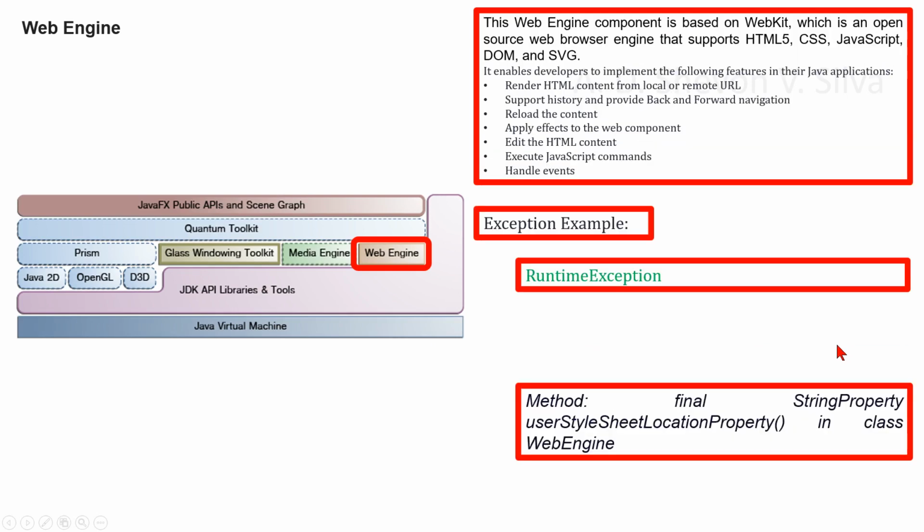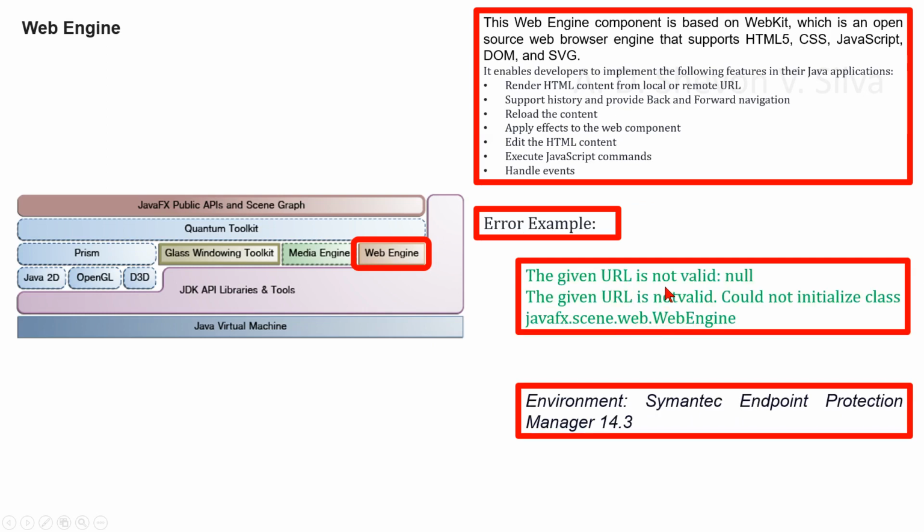As an example, we can consider a runtime exception, which can occur in the method final string property user style sheet location property in class WebEngine. As an error example, we can consider this error that occurred in the environment with Symantec Endpoint Protection Manager 14.3.